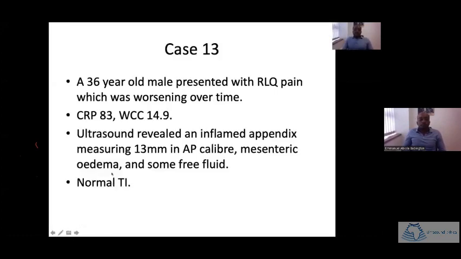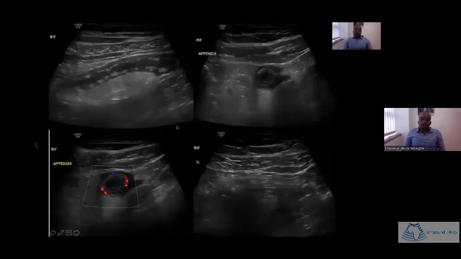So this was a 6-year-old male presented with right lower quadrant pain, which was worsening over time. The patient had high CRP and high WCC, and was sent for ultrasound to query appendicitis. Ultrasound revealed an inflamed appendix measuring over 13 millimeters in AP caliber, with mesenteric edema and free fluid. The terminal ileum was normal. You can see the appendix here. So that's an inflamed appendix.